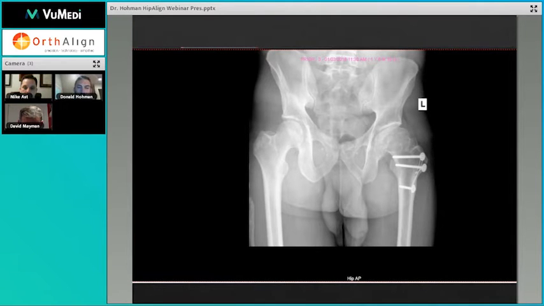And I think these are the kind of people that we really owe that to, because they are going to have these hips for many, many years, and so for us to provide them with the most reproducible and optimal result that we can, I think that is paramount.